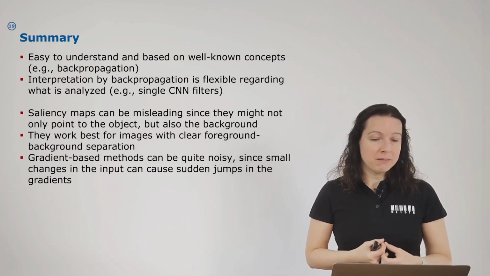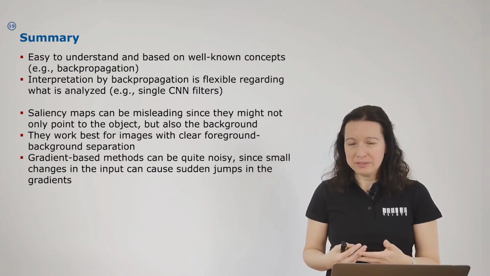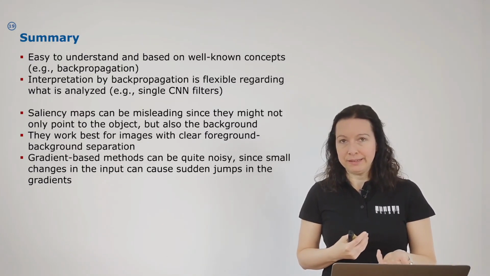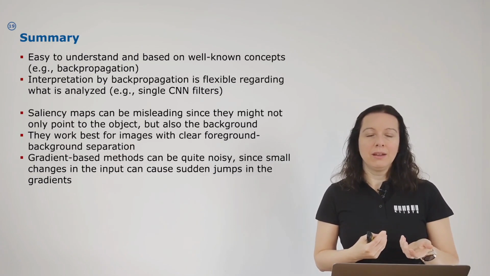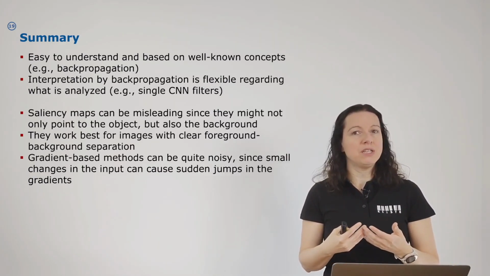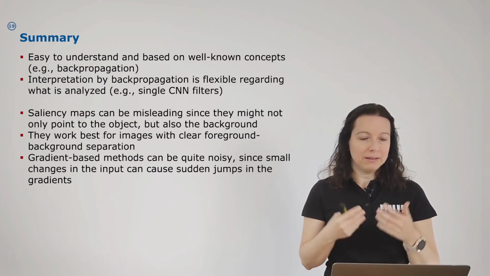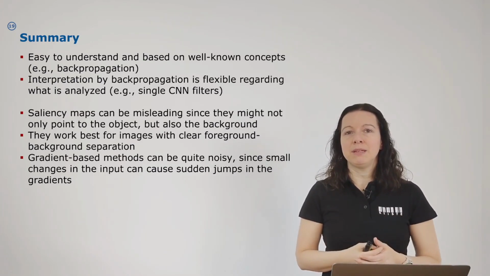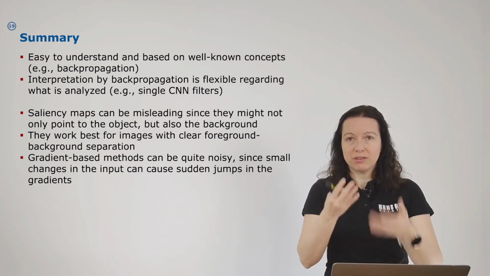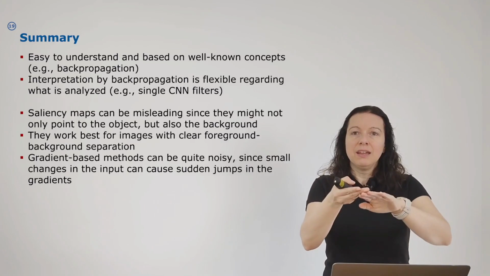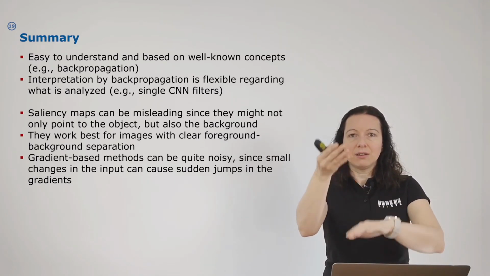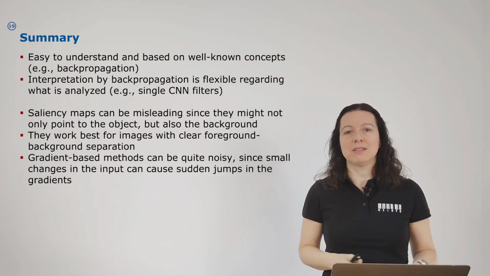And gradient-based methods can be quite noisy, since small changes in the input can cause sudden jumps in the gradients. It depends a bit on how the computation is done and which activations you use in the network, but it can sometimes lead to sudden jumps, and if you have sudden jumps, the result is quite some noise in the saliency maps.